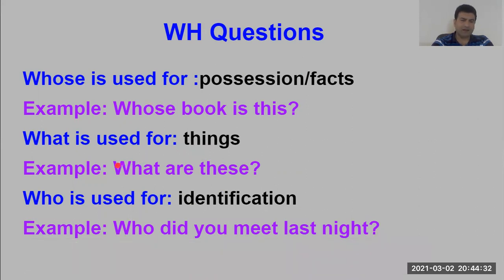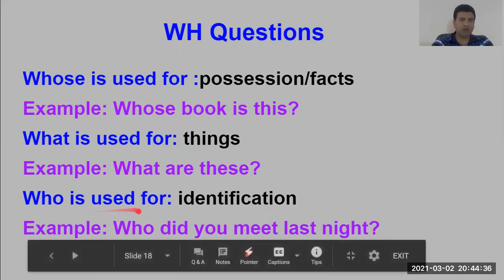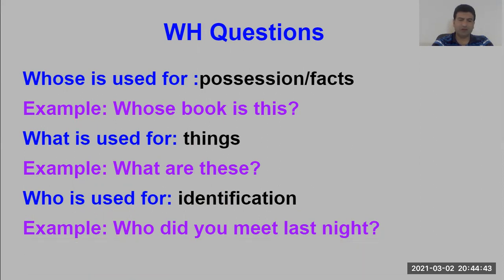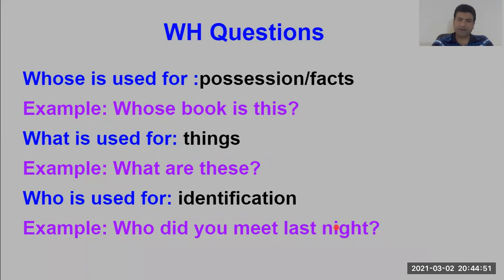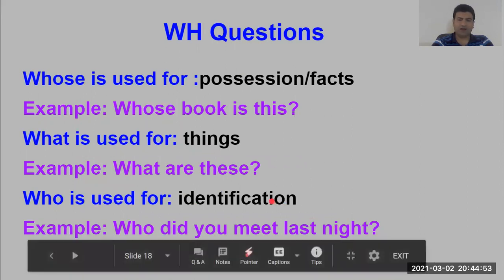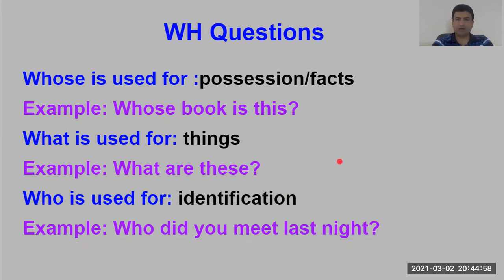And then there is another WH question word, that is who. Who is used for identification, like you are asking the identity of the person you are talking about. Who did you meet last night? I met Mr. Ali. So I told them the identification. So that's it for the WH question words.